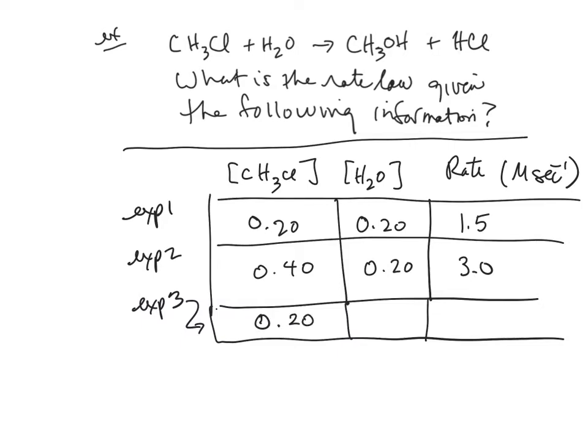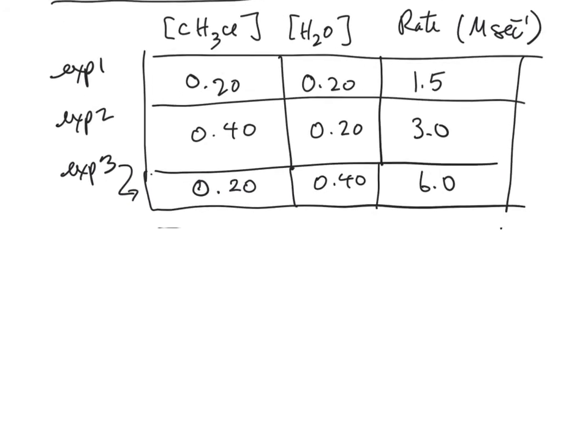Then you do a third experiment where now you want to look at the behavior of water. So you go back to experiment 1 and you leave the concentration of chloromethane the same, and now you're going to double the concentration of water and do another graph. You're going to look at change in concentration divided by change in time at different intervals to come up with the rate, and the answer is going to be 6.0 molar per second. All right, so that's your data. That's what you're going to work with.